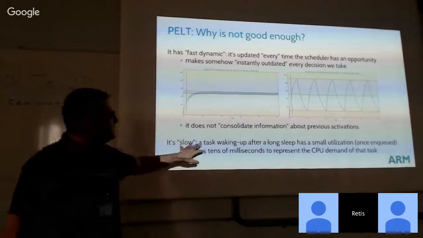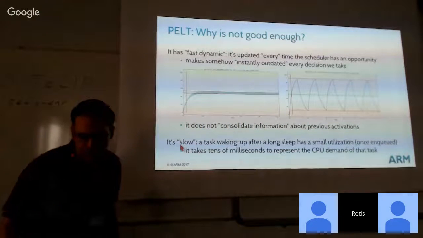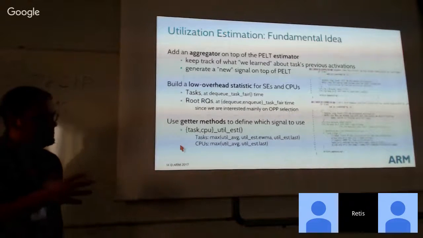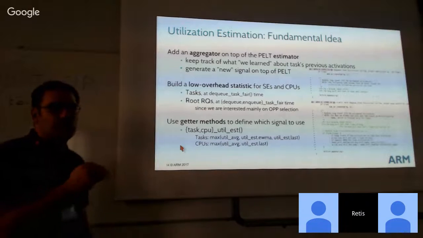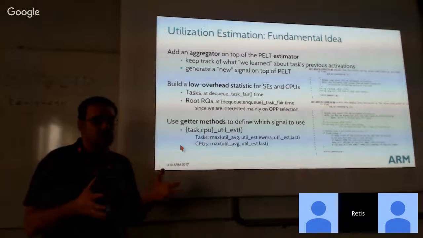And another issue is that this is kind of slow. In this situation, it takes time to go up, and there are all the things that we discussed before with Vincent. So the idea is looking at the problem from another perspective: at the end, we want to solve two main issues, which are task placement and OPP selection. This is what we are really after.